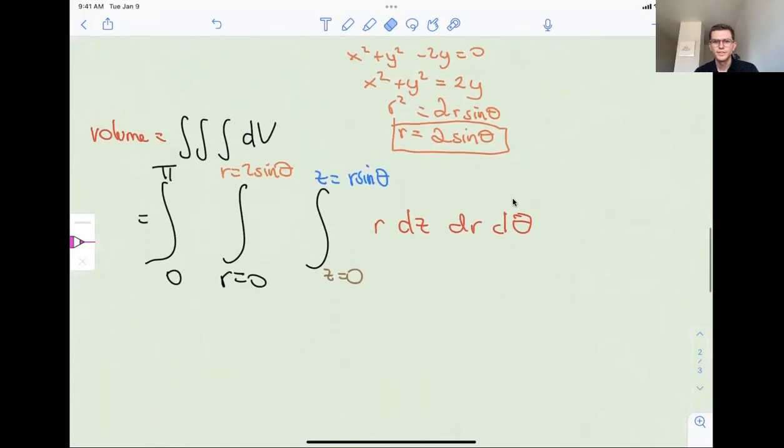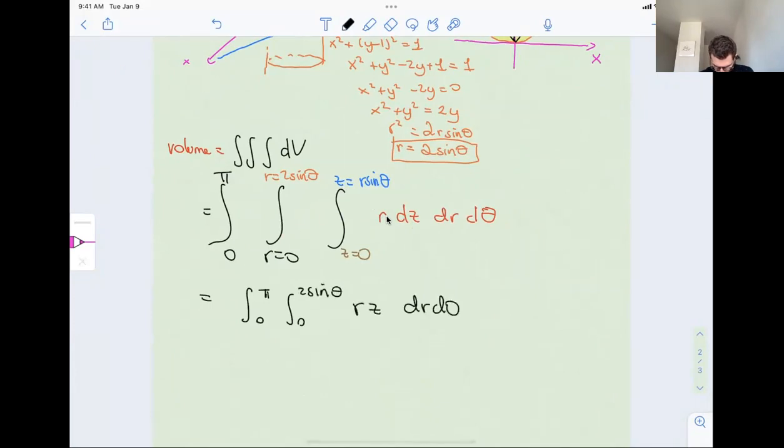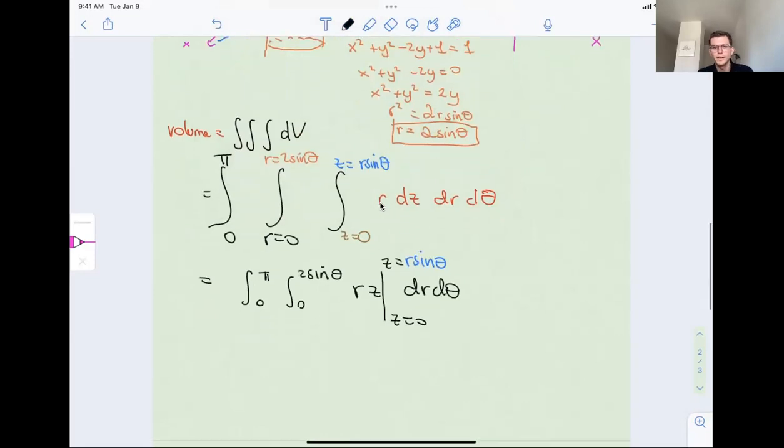And actually, this is sufficiently easy to do, so let's try to do this triple integral. Here you're integrating first with respect to z. So there's nothing to integrate with respect to z, because r is a constant. So it's just r times z.